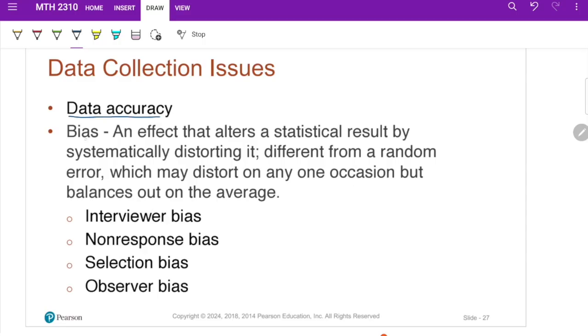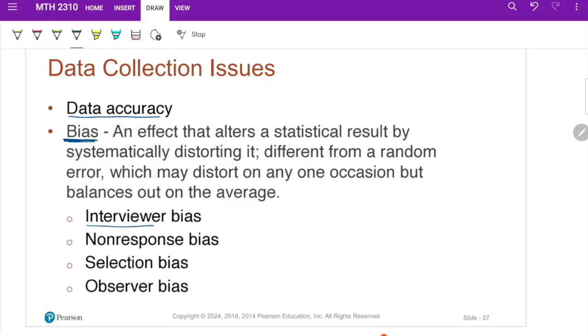The other thing that we have to look at is the biases, which is a big issue when we're collecting data. What is the bias? The bias is an effect that alters a statistical result by systematically distorting it, different from a random error, which may distort on any one occasion but balances out on the average. This is the bias. So you have many types of biases.